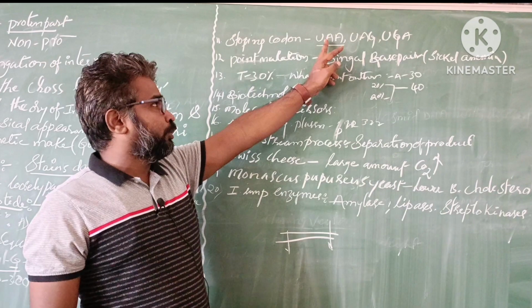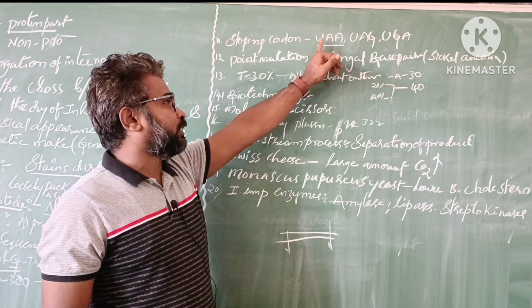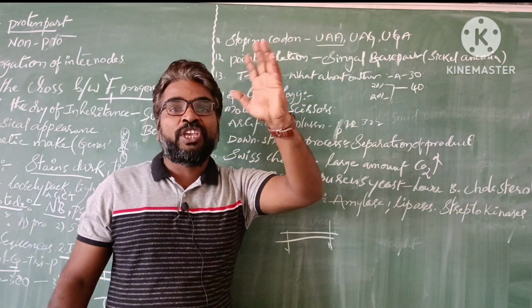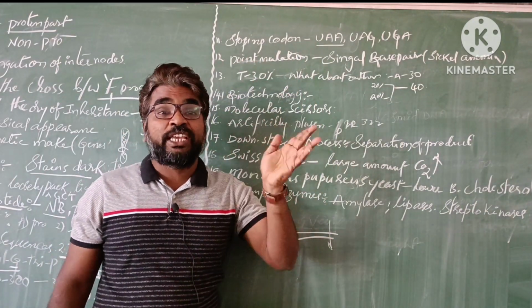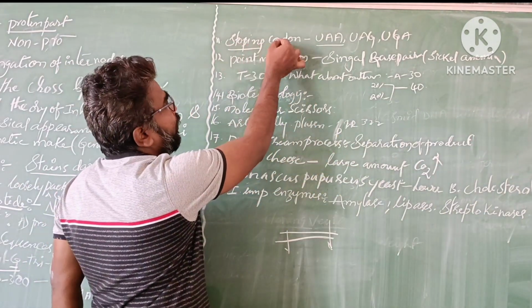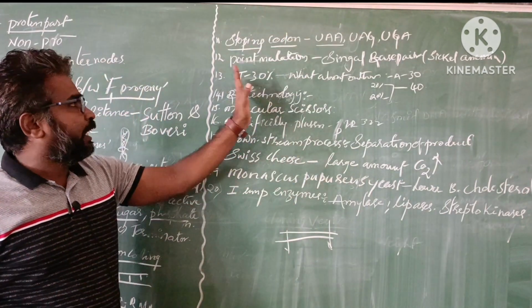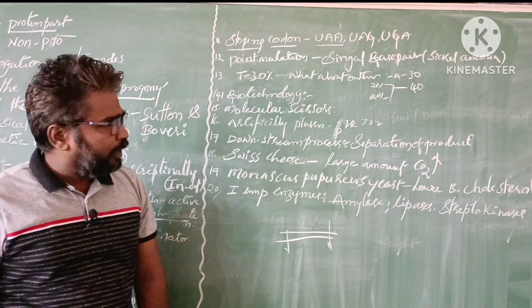Uracil, adenosine, adenosine. Uracil, adenine, adenine, whatever that is. UAA, UAG and UGA. These are the stop codons. Stop codons. Okay. The next one, the 12th question.